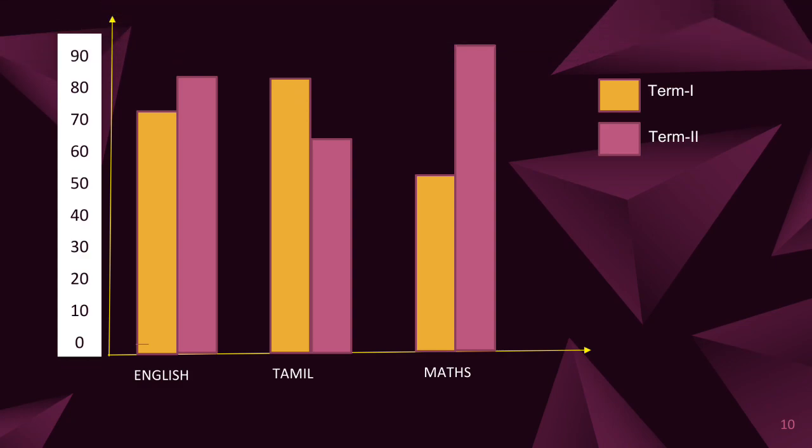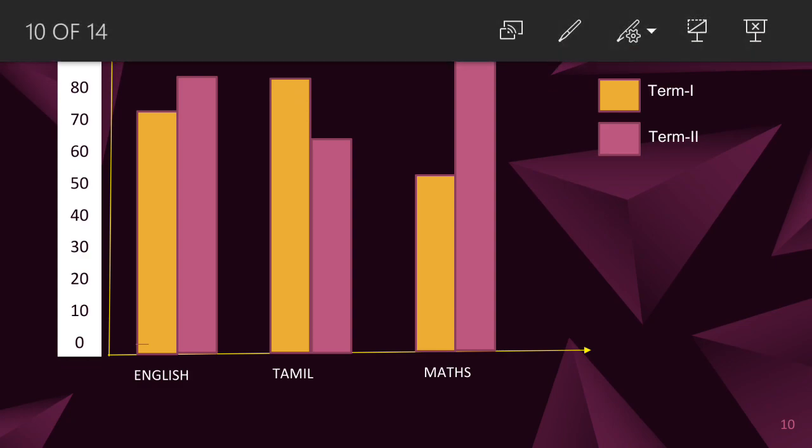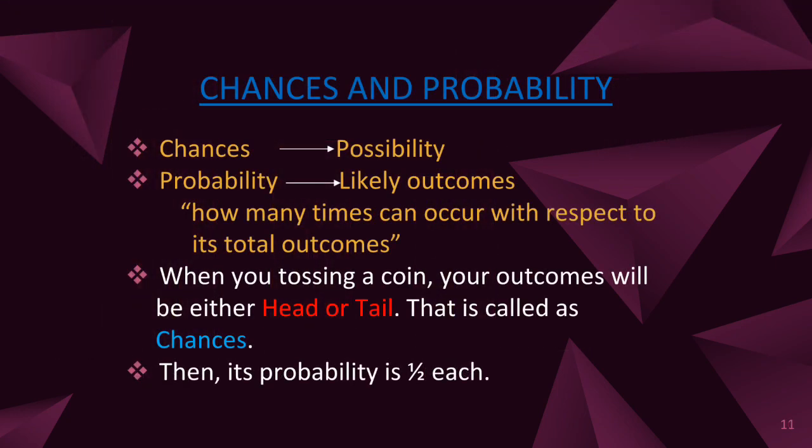Next, I am moving to the next heading, chances and probability. Usually you will use the word chance. No chance, I can't do it. Like that, chances means possibility. It happens. It can happen. Like that. That is the possibility.